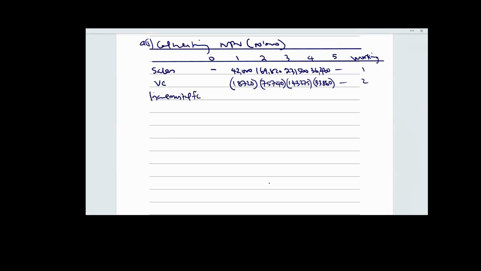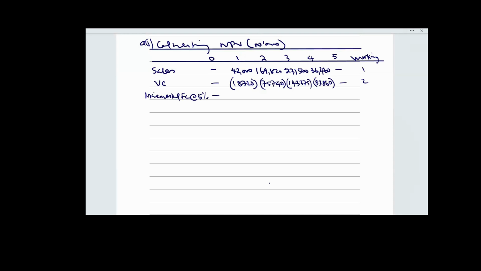In this case, I don't need to do working for inflation because inflation is not related to the number of units. So I can decide to ignore working and just do it straight away. The inflation rate for fixed cost is 5%. Let me reduce the font so that I can occupy that. Incremental fixed cost at 5%.